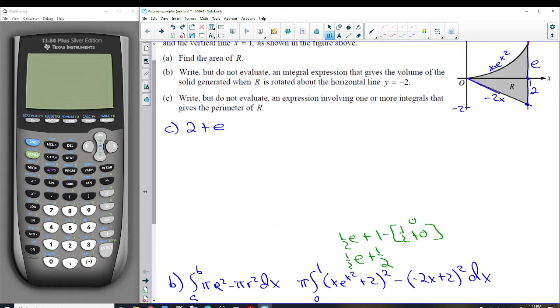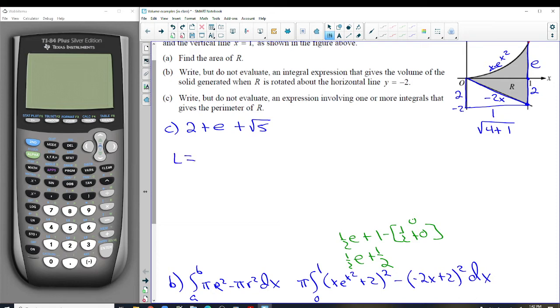This line right here is really the hypotenuse of this right triangle, which that's 2 units, that's 1 unit. So the hypotenuse is the square root of 4 plus 1. So we also have a distance of plus square root of 5. And so that's really the non-calculus part of this. All right, now the calculus part is the length of a curve.